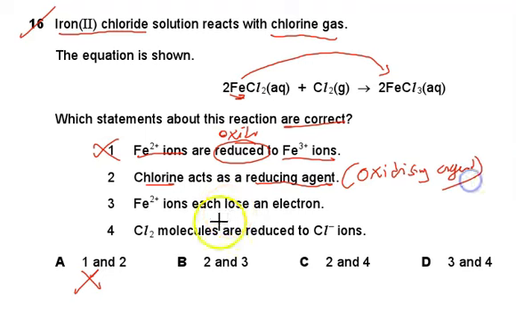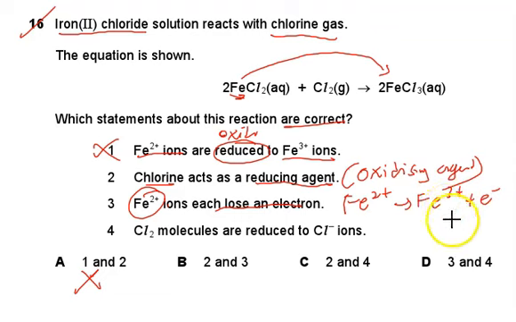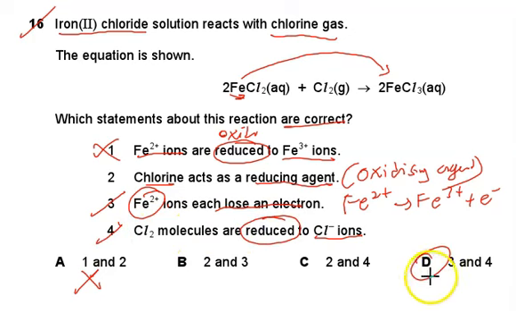Now look at number 3. Iron(II) ions each lose an electron. Yes, it's correct. They have to lose one electron in order to form iron(III). Okay. Number 4. Chlorine molecules are reduced to chloride ions. So this is correct. They are reduced. So 3 and 4 are correct. So your answer is D here. Now let us move to question number 17.